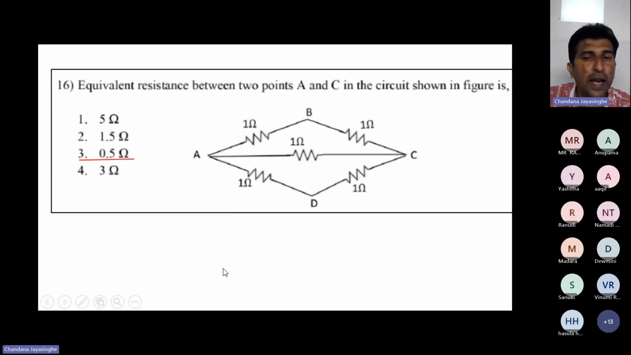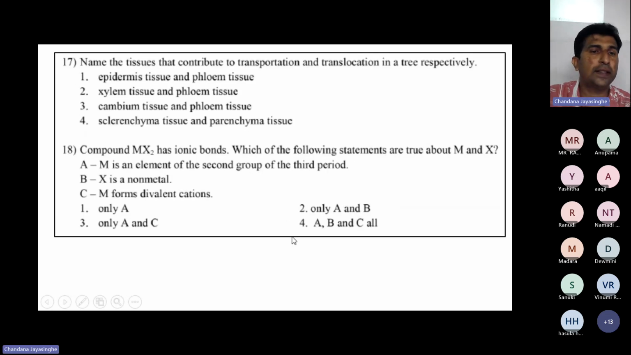Right. Now, the answer is 0.5 ohms there. Right. Next one. Name the tissue that contributes to transportation and translocation. Two technical terms that you learn, transportation and translocation. Now, please remember, through the xylem tissue, water and mineral salts absorbed from the root are transported throughout the body. Translocation mainly occurs through what? Phloem tissue. Transportation through xylem, translocation through phloem.